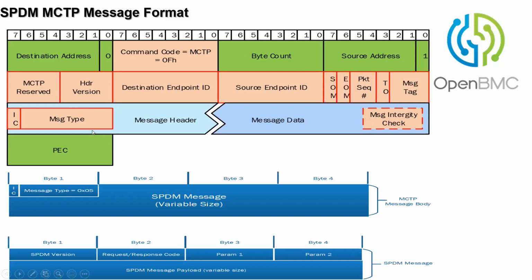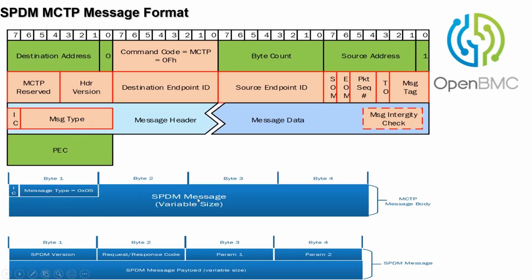And yeah, so it also has the message type byte. This basically distinguishes between the different types of MCTP message types. Okay, so for SPDM messages, this message type is 05, and for secure message types, this is going to be 06.